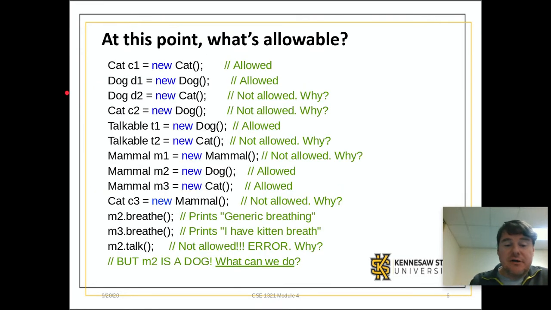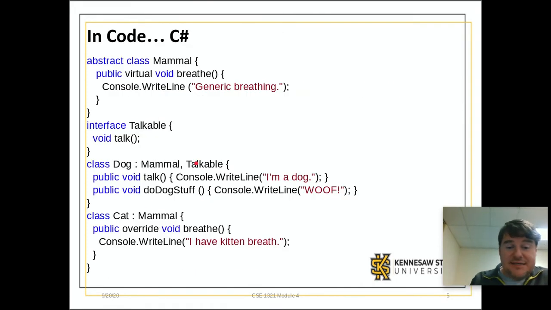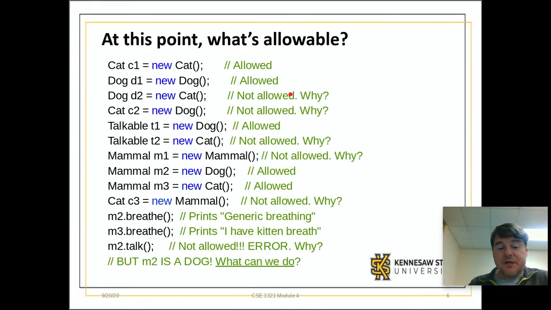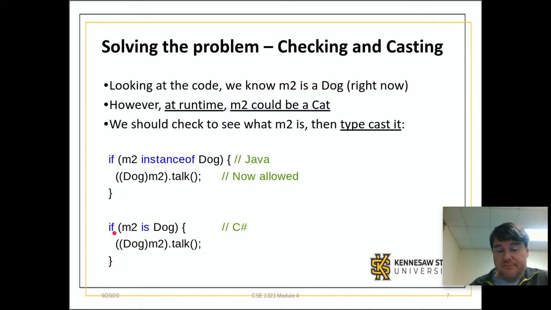It doesn't matter that M2 gets a dog on it, and a dog has a method called talk. That doesn't matter. The type at the top is what determines whether or not there is such a method. So this will produce a compile error. M2.talk will give you a compile error because M2 does not have a method called talk. In order for this to work, you're going to have to cast M2 to a dog.